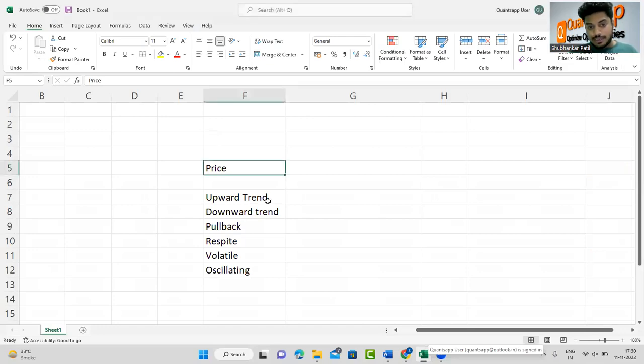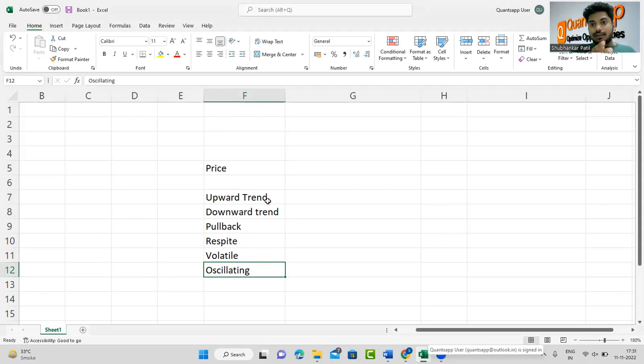So the first one is upward trend, where the price goes up. Downward trend, the price goes down. Pullback, respite, volatile, and oscillating. We would all have seen how an upward trending stock looks like, how downward trending stocks look like, but have you ever wondered, with no indicators indicating a halt in price, in an upward trending stock, there comes a big turnaround? Second thing is, have you ever witnessed that the stock corrects from the top and you feel that, okay, now it has made a top, you should go ahead and sell it.